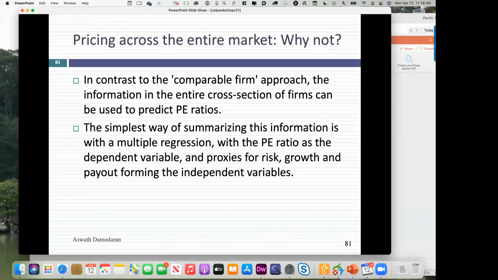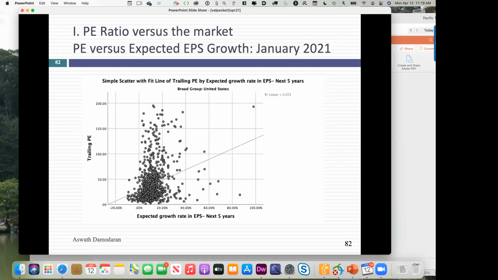Saying you can't do that. There'll be differences in growth and risk and cash flows. You're right. But what if I could control for those differences? So the start of every year, here's what I do. I take every publicly traded company, and I've been doing this in the US for the longest time. So I've been doing it almost 30 years.